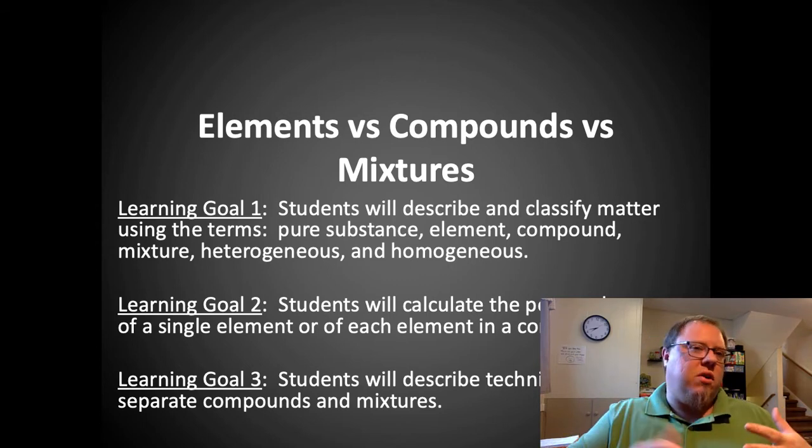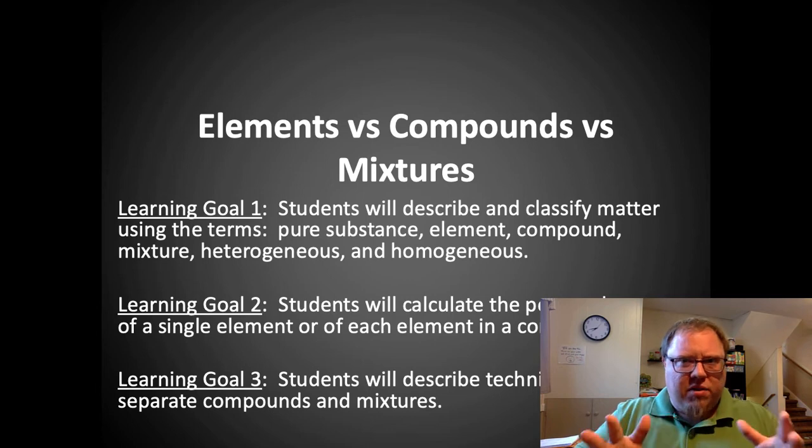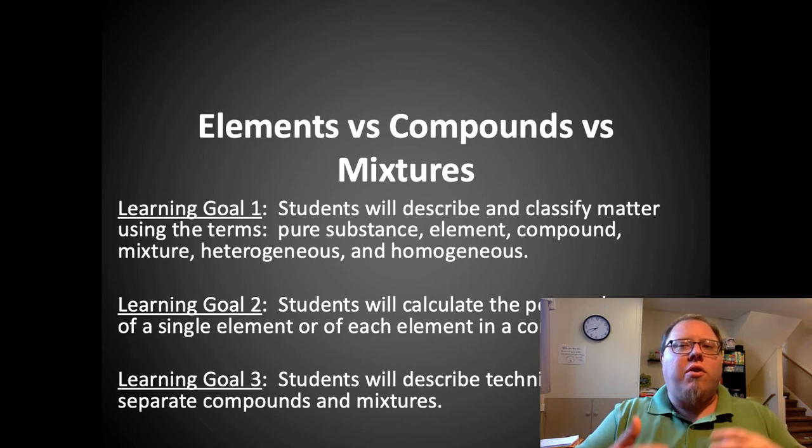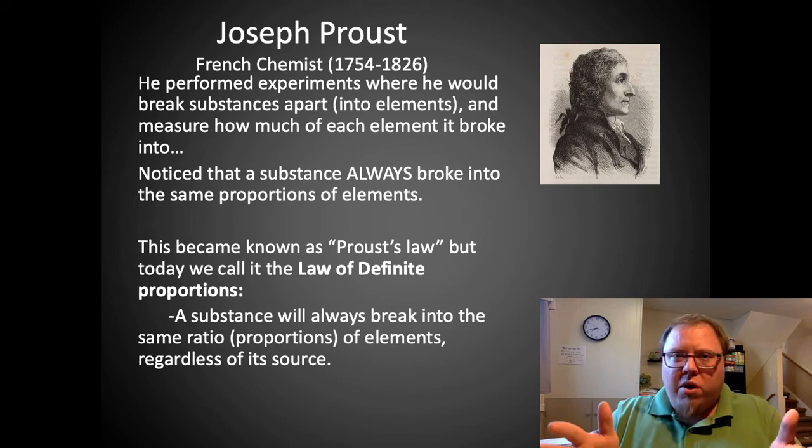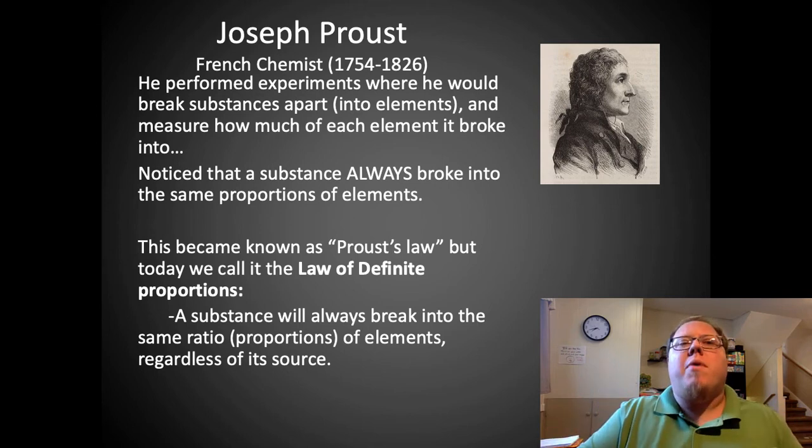Well, as he's discovering some elements and making all these discoveries of new substances, other scientists at the time wanted to do the same thing. So they started performing experiments. First one I want to talk about is Joseph Proust. He was a French chemist. He performed some experiments where his goal was to break substances into whatever they broke apart into, which we now call elements, and measure how much of each element it broke into.